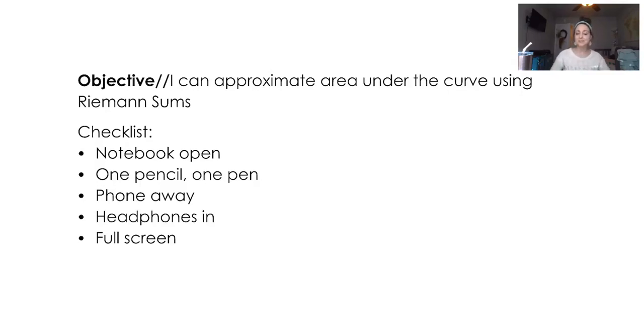Our objective today is going to be to approximate area under the curve using Riemann sums. This should be a review of pre-calc. If it's not, make sure you take really good notes, okay? Because this is something that, although it really is a pre-calc concept, appears on the AP exam quite a bit, both on multiple choice and free response.